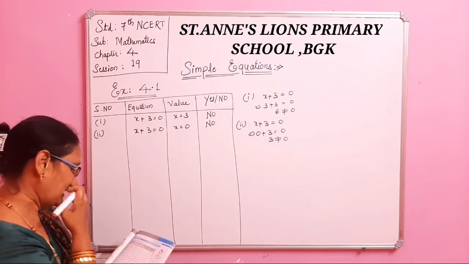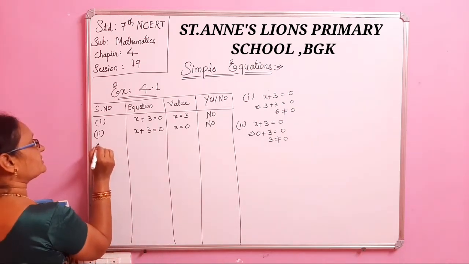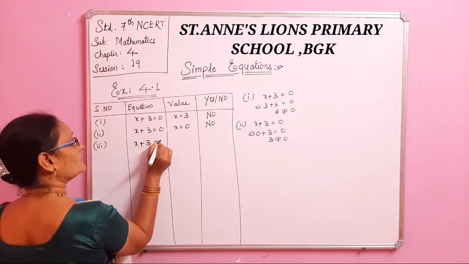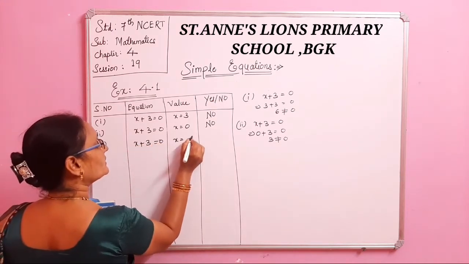Okay. Now x plus 3 equal to 0. Same equation for different values. x plus 3 equal to 0. x equal to minus 3.